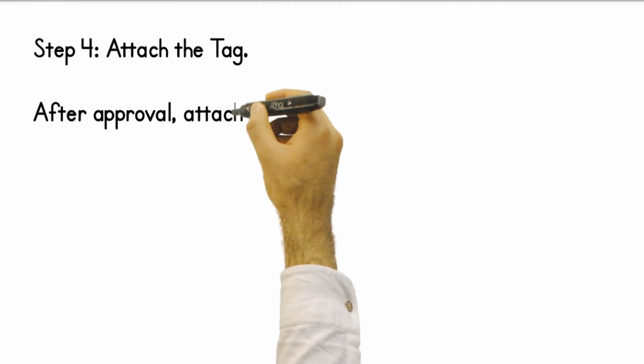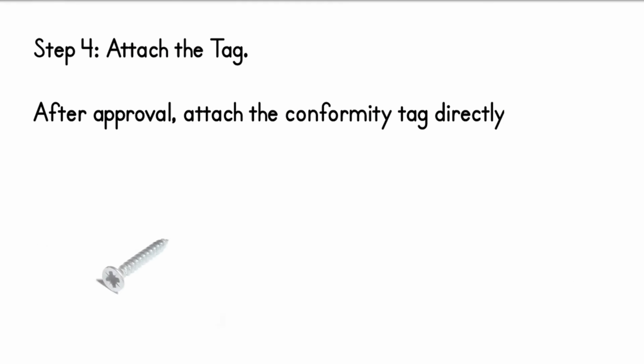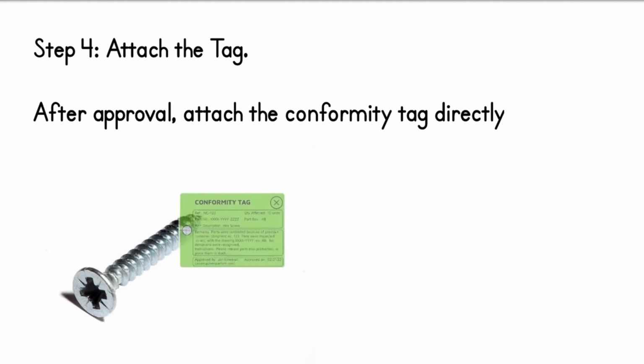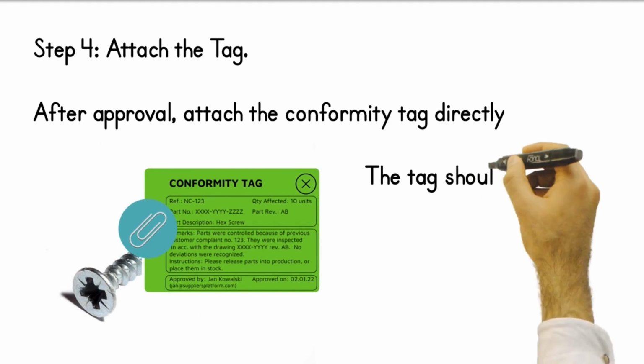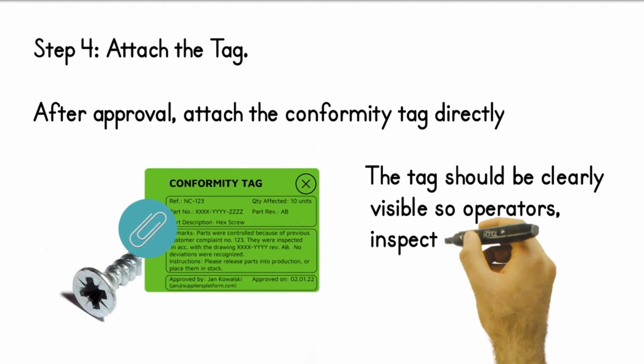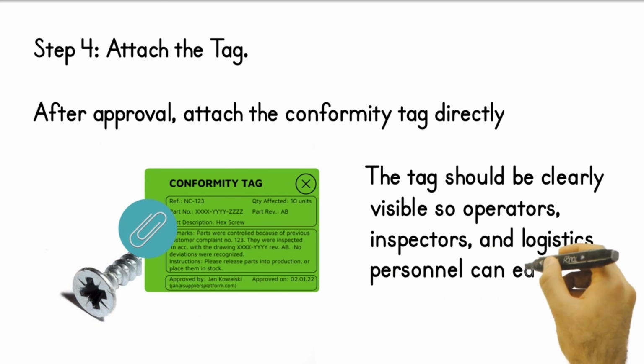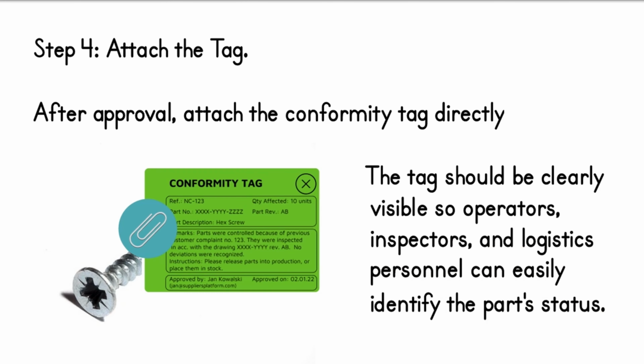Step 4. Attach the tag to the inspected part. After approval, attach the conformity tag directly to the inspected part, container, or batch. The tag should be clearly visible so operators, inspectors, and logistics personnel can easily identify the part status.